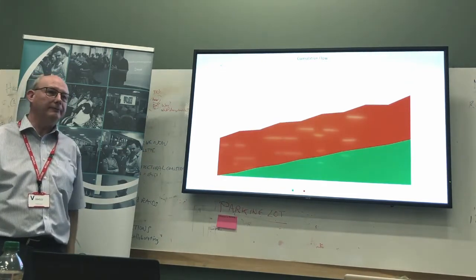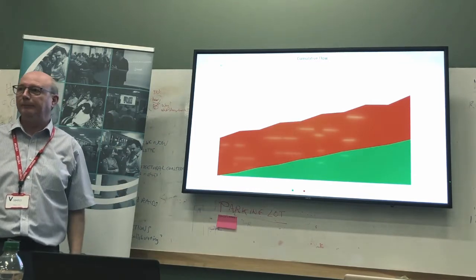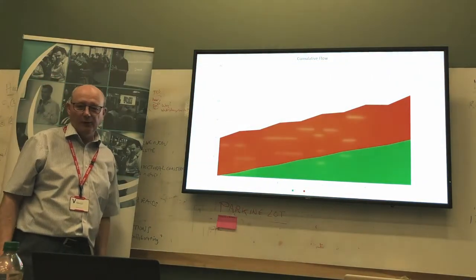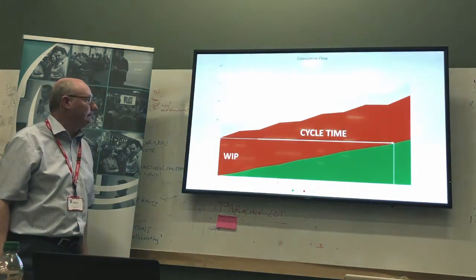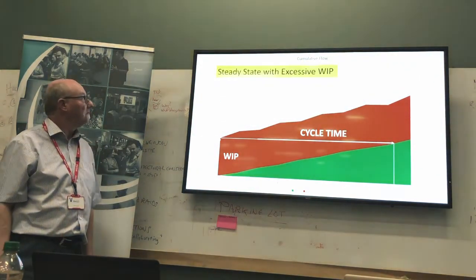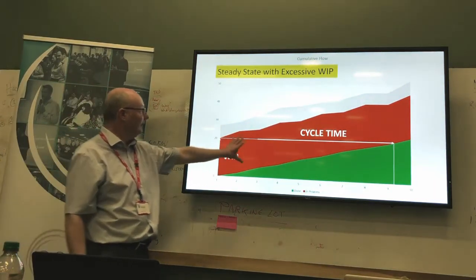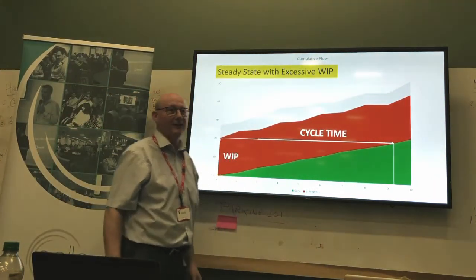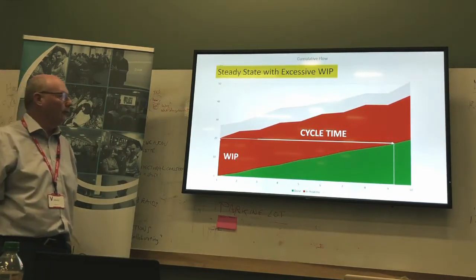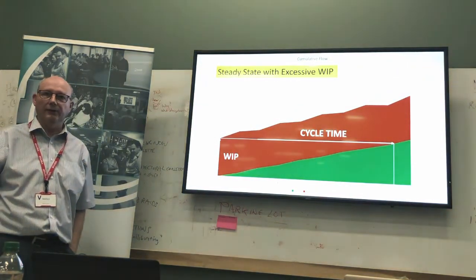This is much more common. It's the same sandwich, it's just got far too much jam in it. Okay, so what might we call this one? Should we call it steady state with excessive WIP? It's still flowing very nicely, but it does look as if things are taking a long time to get done, and that's because we're doing a lot of stuff.